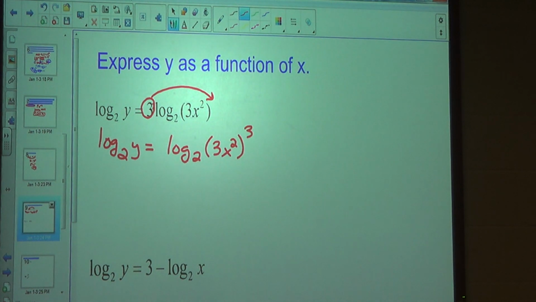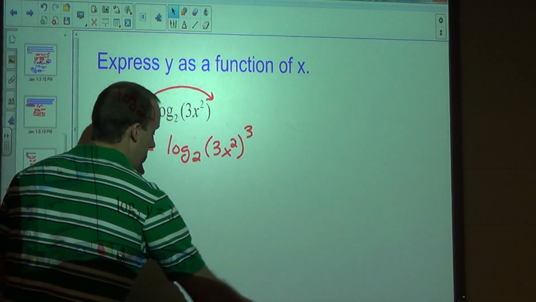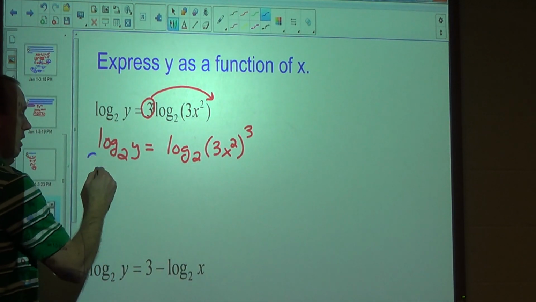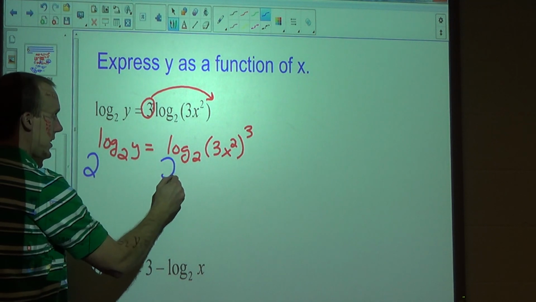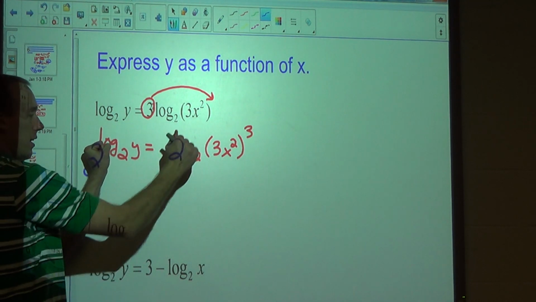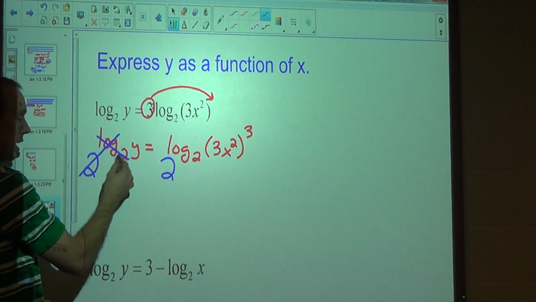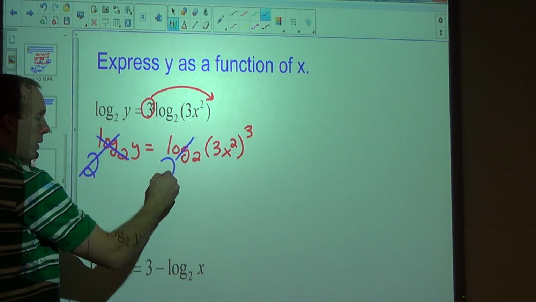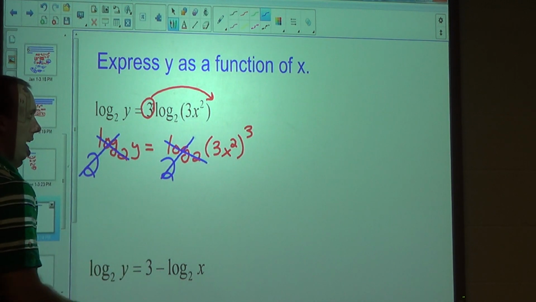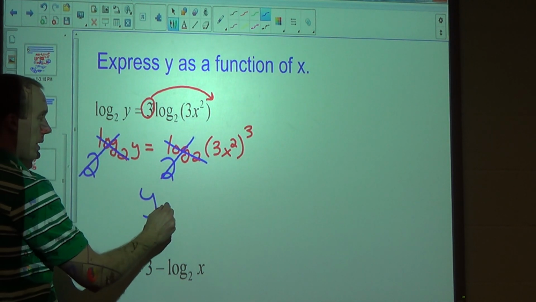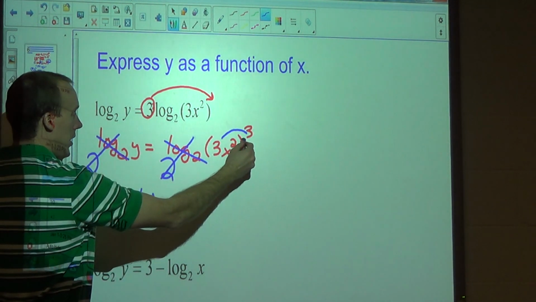Now you can divide? It's technically not dividing. I'd raise this side to a 2, and then I'd raise this side too, because you see how it's a log on this side and a log on this side. Okay, and what happens when the log and the base 2 match up here? They cancel, and what happens here? They cancel. And I can actually distribute here.